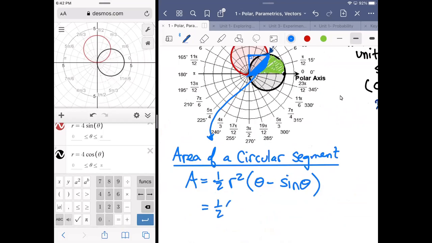All right. The radius of that portion of it is 2. The radius from the center of that segment's circle is 2 units. So I'll just jot a 2 there. The theta is pi over 2. It's got to be in radian form. Minus sine.